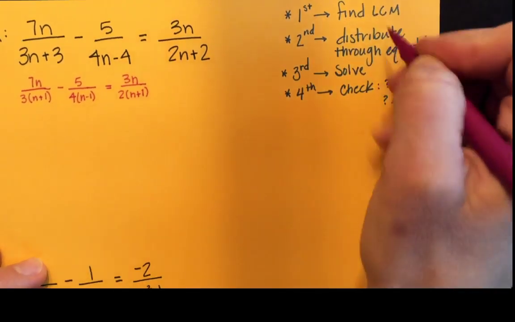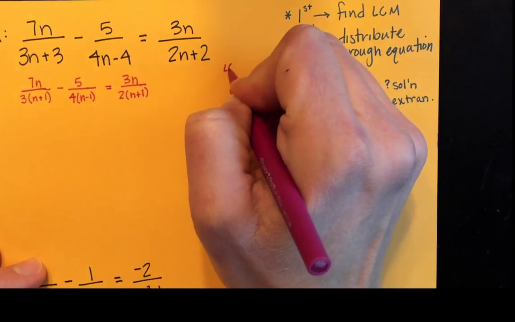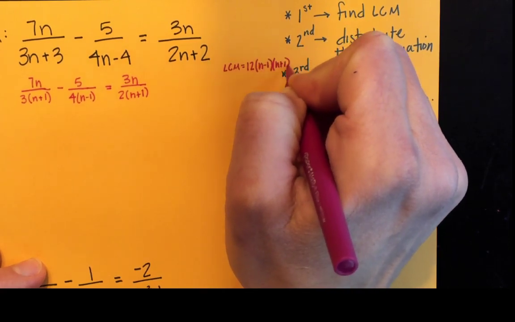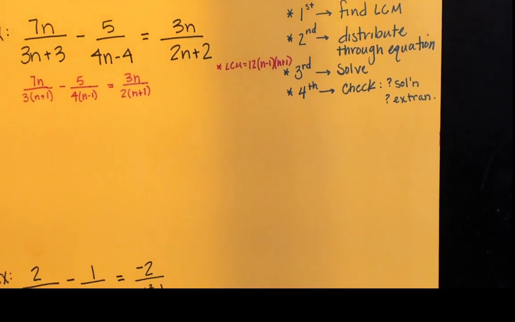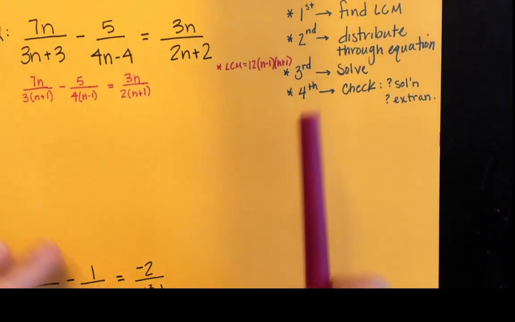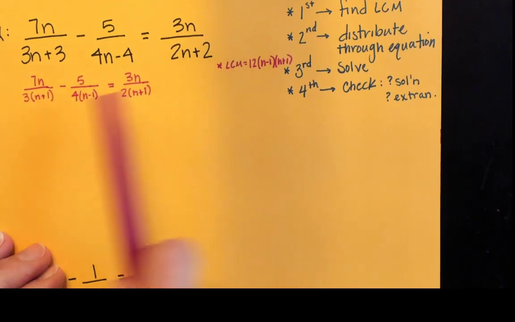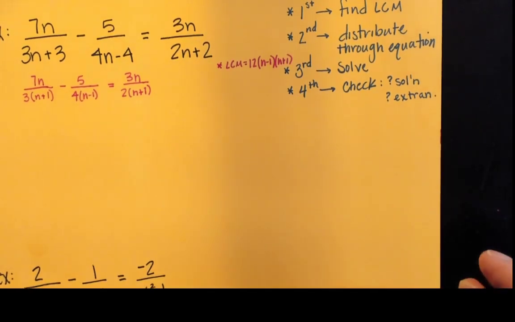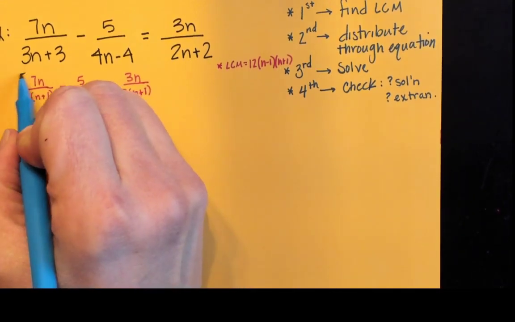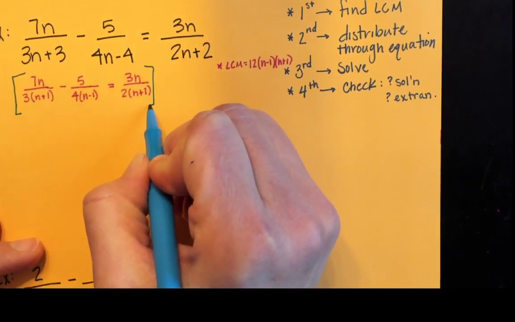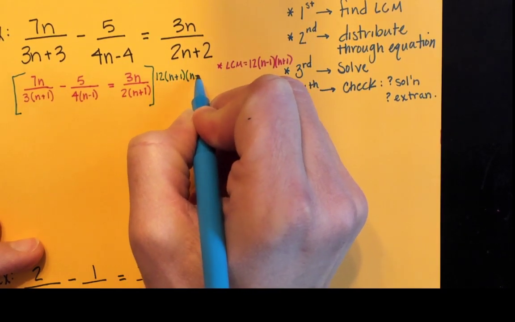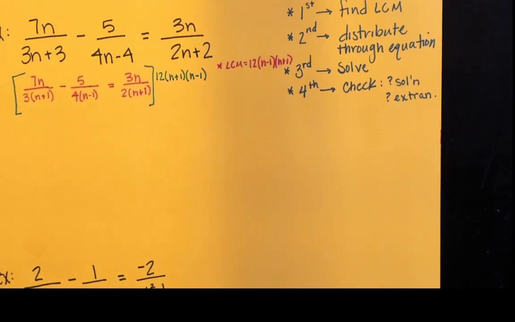So the LCM here is 12, and then n minus 1, n plus 1. So I need to make sure that when I'm multiplying everything through, I use all of that. My numbers give me a 12. I have to have my n plus 1 and my n minus 1. So when I multiply, it's going to kind of look like this, at least on my paper every time. And that way I'm keeping track of what I'm distributing.